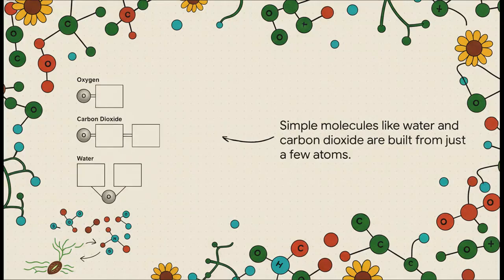So take a look here. A simple water molecule, that's just one oxygen atom stuck to two hydrogen atoms. Carbon dioxide, one carbon, two oxygens. Super simple. So for our seed to turn into a tree, it needs to grab a huge number of these atoms so it can build all the new, complex molecules it needs. Which brings us right back to our big question. Where is it getting them from?